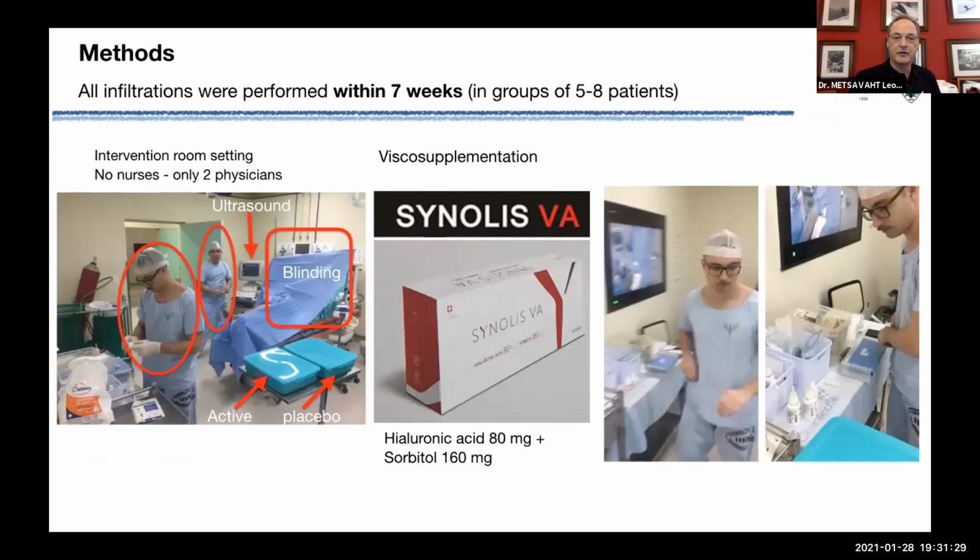We had this arthroscopy field covering, blinding the patient. We had an ultrasound. We had a surgeon who was an expert in ultrasound-guided injection to the knee. We had different boxes with active drug and placebo. And the drug we used for viscosupplementation was Synolis, with 80 milligrams of hyaluronic acid and 160 milligrams of sorbitol. And we were very careful with blinding.